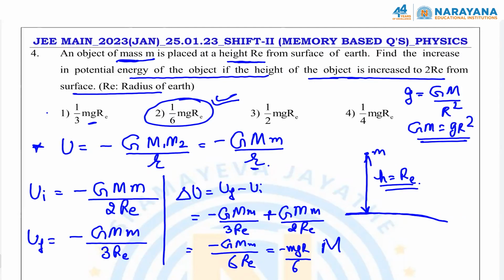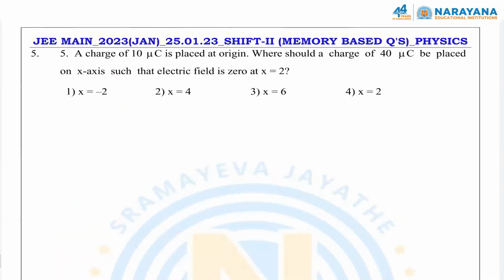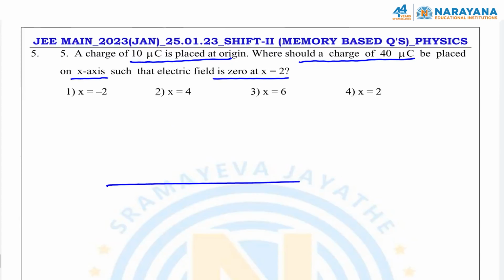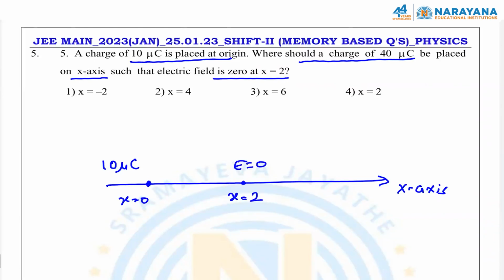All right, next question. This is a charge of 10 microcoulomb and it is placed at origin. And where should a charge of 40 microcoulomb be placed on x-axis such that the electric field is 0 at x equal to 2? So let's draw x-axis. We have a charge of 10 microcoulomb placed at origin, x equal to 0. We want to place a 40 microcoulomb charge so that the electric field is 0 at x equal to 2. So at x equal to 2, we want electric field to be 0.